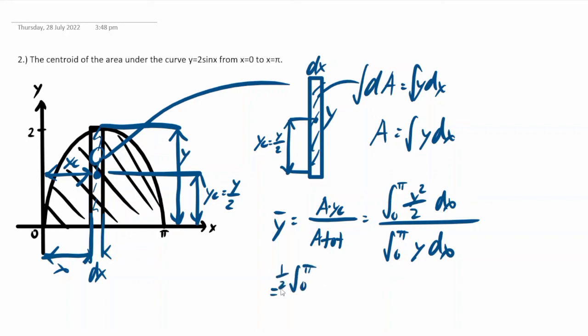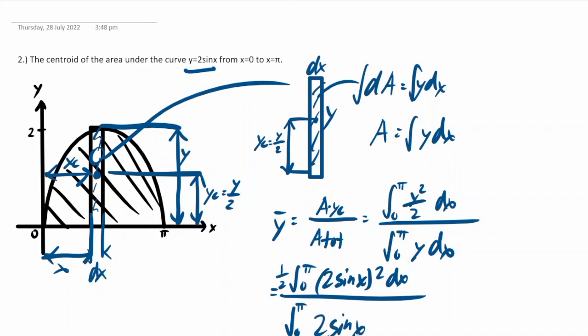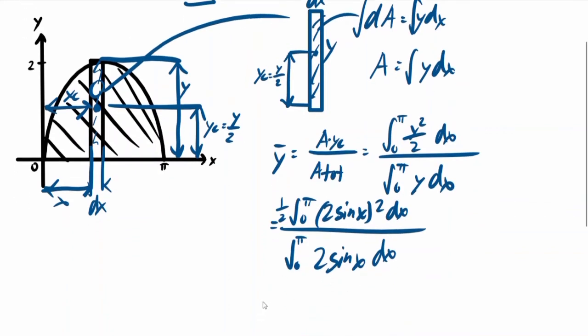Let's bring out 1/2. Our y is y equals to 2 sine x, so 2 sine x squared dx, all over the integral with limits from 0 to pi of 2 sine x dx. Now if you plug the whole equation in the calculator, you'll have y bar is equals to pi over 4.